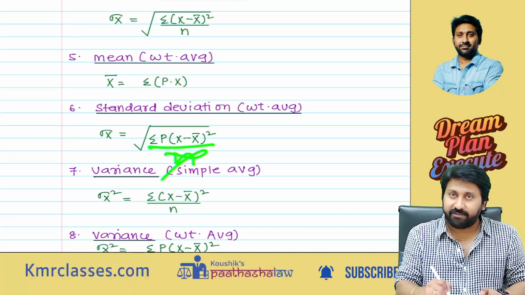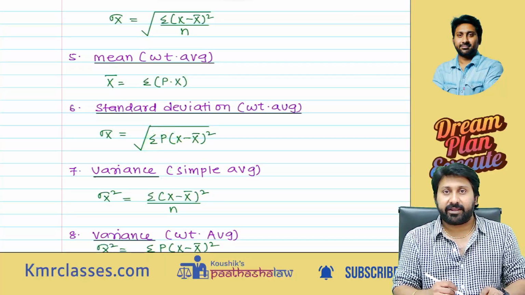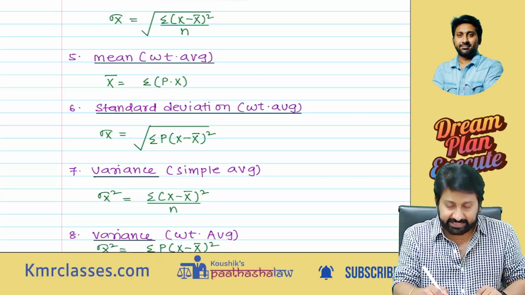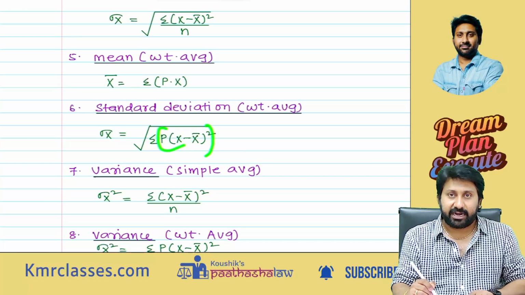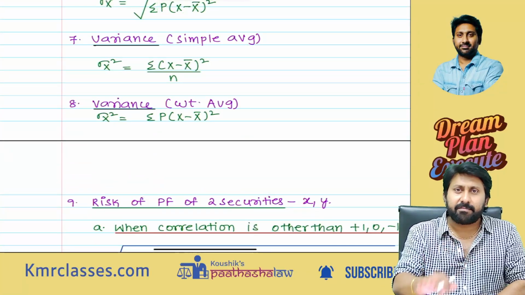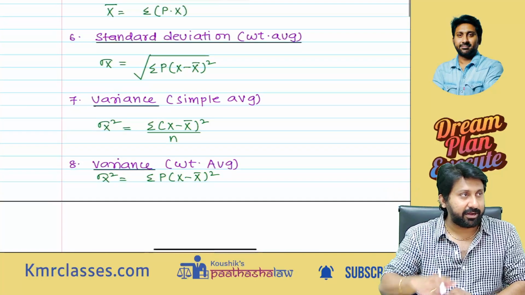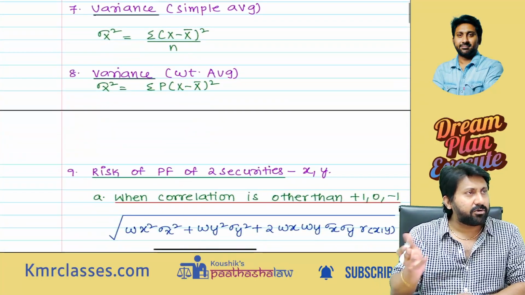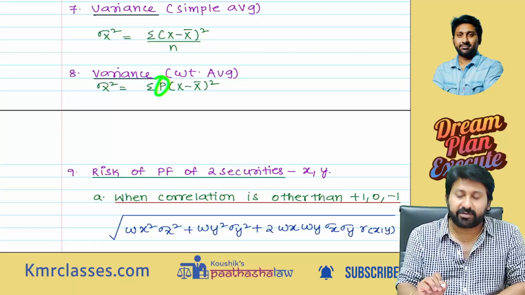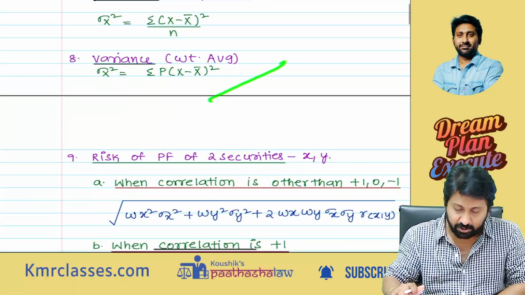Okay, divided by n will not come because already we have taken probability. Okay, this sigma is not for probability. Probability sigma is 1, sigma of this entire data. Next, variance. Variance means nothing but standard deviation without the square root. Remove the root, it becomes that. With the weighted average, divided by n also will not come. Probability will come: sigma p into x minus x bar the whole square.